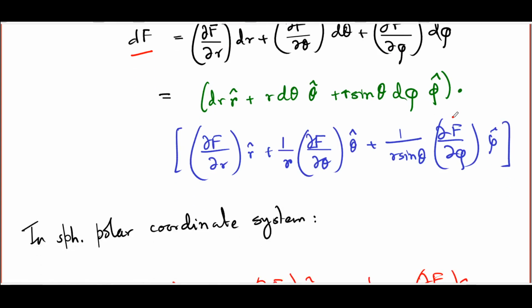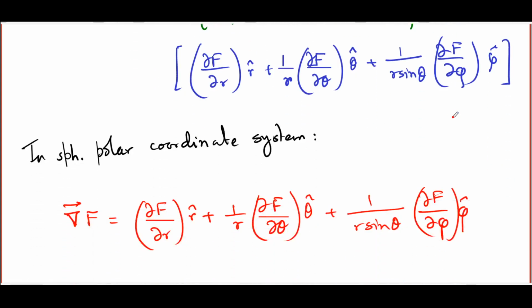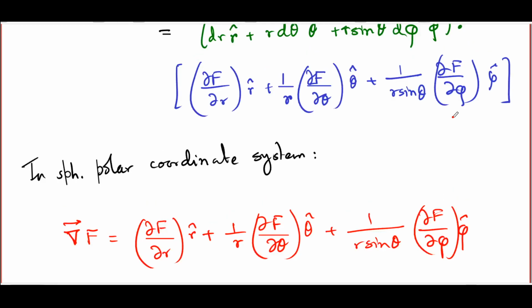So this tells us that in spherical polar coordinate system, the gradient of a function f is given by ∂f/∂r r hat plus 1/r ∂f/∂θ theta hat plus 1/(r sin θ) ∂f/∂φ phi hat. Now that we are on the topic of spherical polar coordinates, let us look back a bit and try to figure out how we could find r hat, theta hat, phi hat, these unit vectors, in terms of our more familiar i, j, k.